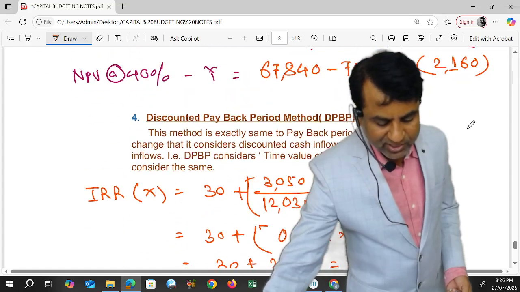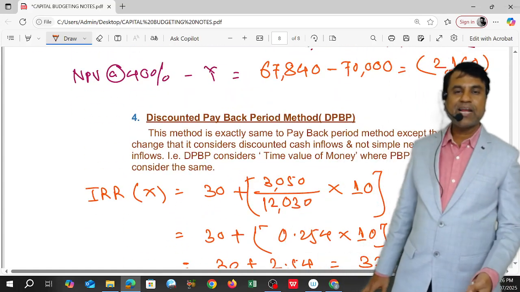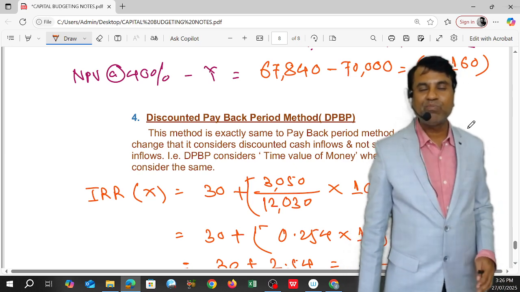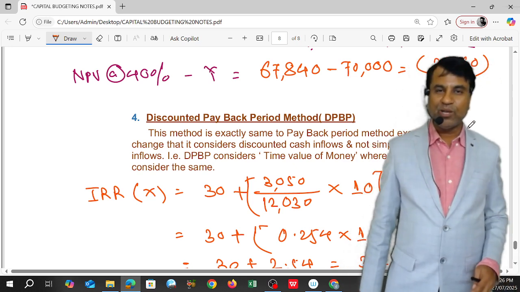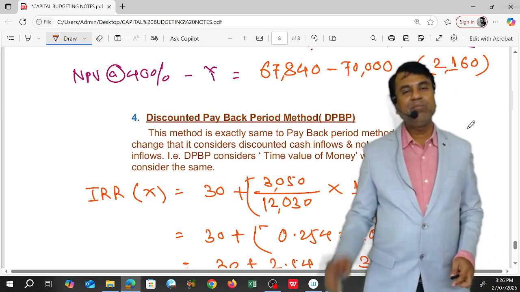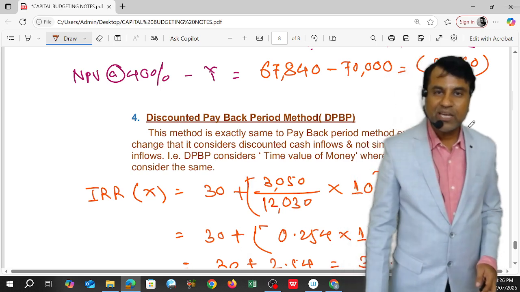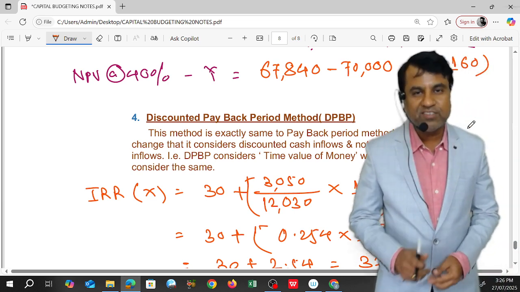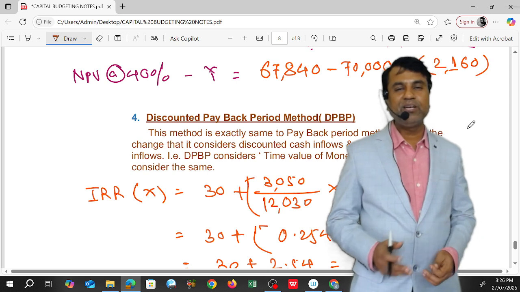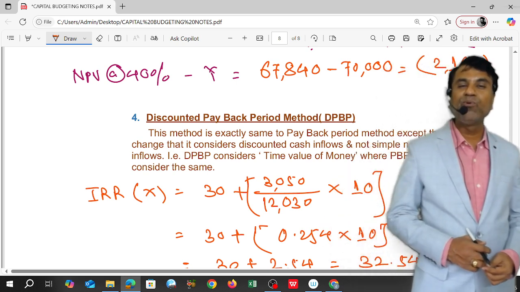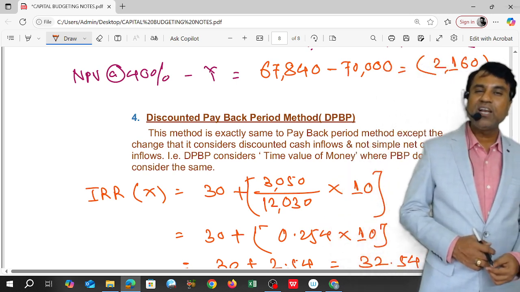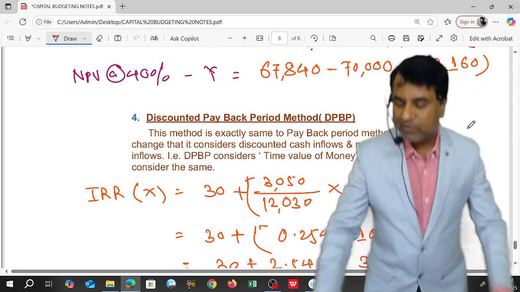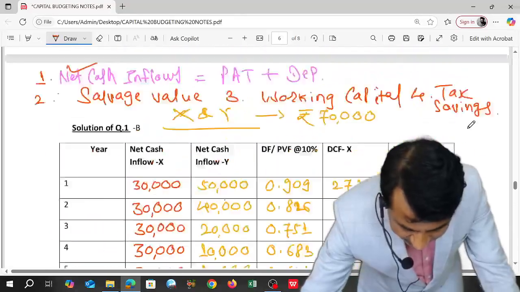The last method is, my dear, discounted payback period. Discounted payback and payback formulas are the same. The only difference is that payback doesn't consider time value of money, while discounted payback considers time value of money. So for discounted payback we have to find the cumulative cash inflow of the discounted cash flows. Here again the two formulas are there. When cash inflows are constant and similar, the formula is initial investment divided by annual cash inflow. And if cash inflows are not similar, meaning differential cash inflows, then obviously it is the year after which the initial investment is recovered. So let's calculate the CCF at 10%.